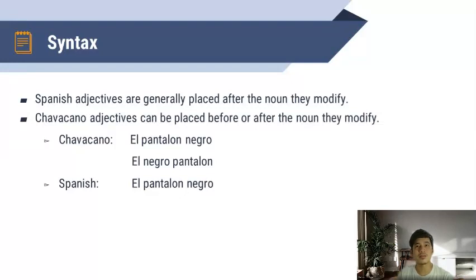Another difference between Spanish and Chavacano is the adjective. Spanish adjectives are generally placed after the noun they modify, while Chavacano adjectives can be placed before or after the noun they modify. For example, in Chavacano, we say "el pantalón negro." We can also say "el negro pantalón." Both are grammatically acceptable and correct. In Spanish, the statement is stated as "el pantalón negro."